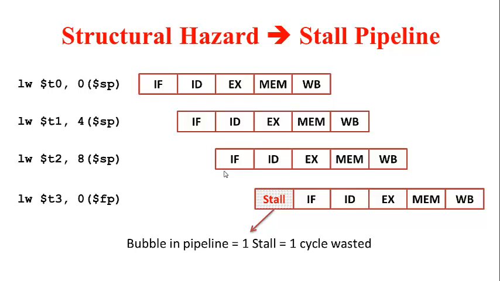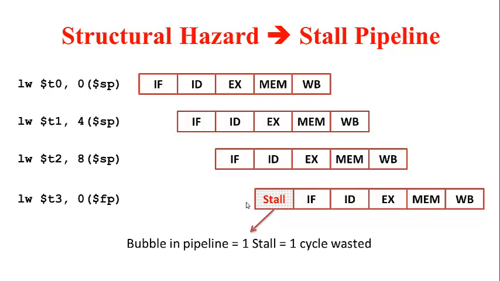In this pipeline timing diagram, where time is flowing from left to right and different units of work are shown from top to bottom, we have 4 load word instructions one after another. We see that everything is fine until the third cycle. When we come to the fourth cycle, this first instruction load word wants to use the memory unit for data access, whereas the fourth instruction wants to use the same unit for instruction fetching. This is a structural hazard situation.